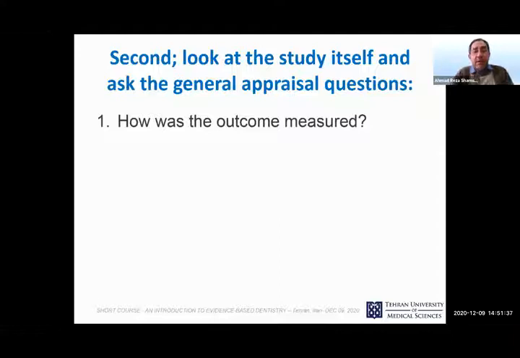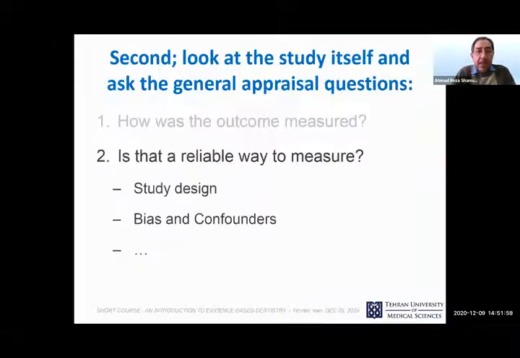The second question looks at the study itself and asks the general appraisal questions. There are 4 questions provided to you. How was the outcome measured? The outcome means your clinical endpoints. Is that a reliable way to measure? That means, did the researchers select a good study design for their research question? Can they control confounders or biases in their studies? And there are other points that are specific to each study design, which we will discuss in each study design separately with its appraisal tool.